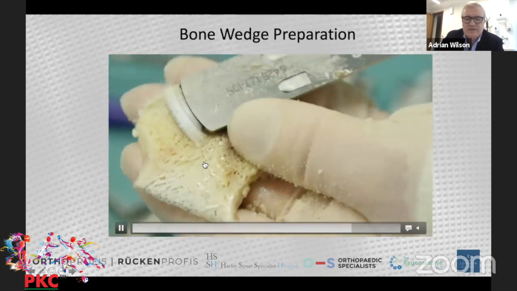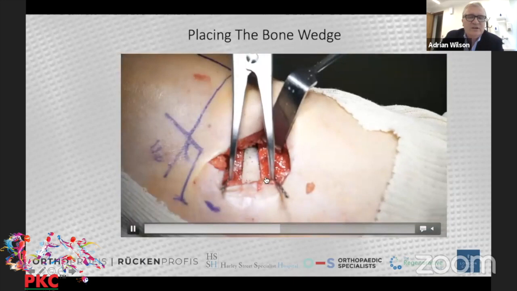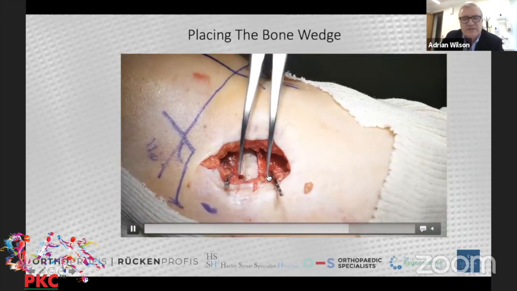And then in terms of placing it, we just tap the bone wedge in. The laminar spreaders are either side of the wires. The wedge is in, then we can release the laminar spreader and we have complete control of the osteotomy. Now we can place our plate.